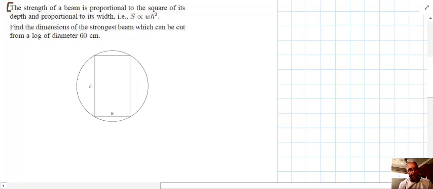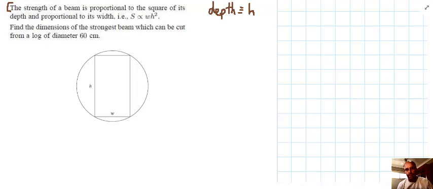It says the strength of a beam is proportional to the square of its depth and proportional to its width. That is, S is proportional to WH squared. Now, the layman's term depth is equivalent to the height H there in the diagram. So we have to find the dimensions of this strongest beam, which can be cut from a log of diameter 60 centimeters. So we're assuming the log is perfectly circular.